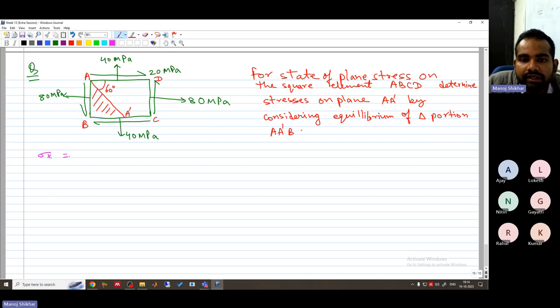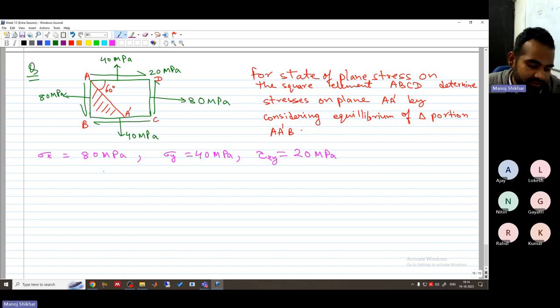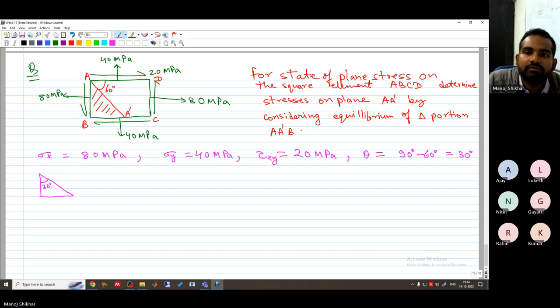They're given sigma x equal to 80 MPa. This is a tensile loading, so it will be with positive sign. Sigma y is 40 MPa. The shear stress will be 20 MPa, on the positive face, in the positive direction. And theta with the vertical is 90 degree minus 60 degree. So this is 30 degree theta from the vertical plane.